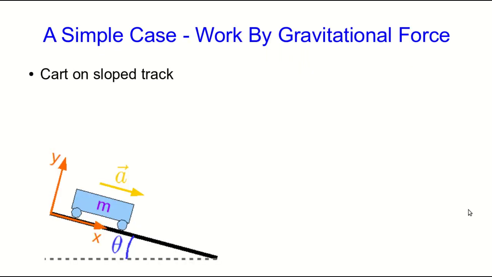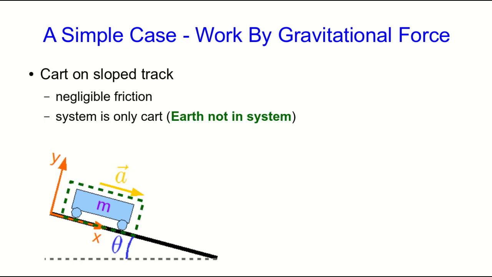To think of this, we're going to think of one of the simplest cases we can come up with, a cart on a sloped track, and that's because the forces are all constant, and they are acting in constant directions relative to the motion, and it's a nice simple situation that could in principle be set up in the lab. So we're dealing with negligible friction, and our system is going to be only the cart, and I want to emphasize that the Earth is not in the system.